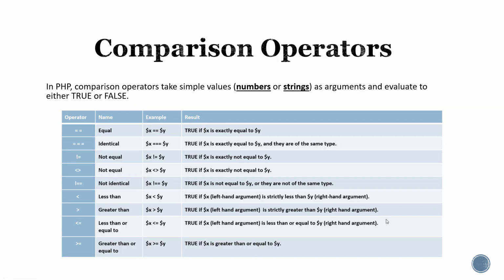We also have comparison operators, and in PHP, comparison operators take simple values like numbers or strings as arguments. It then evaluates whether they are either true or false. And in this table, we see we have our equal, identical, not equal, not identical, less than, greater than, less than or equal to, and greater than or equal to operators.